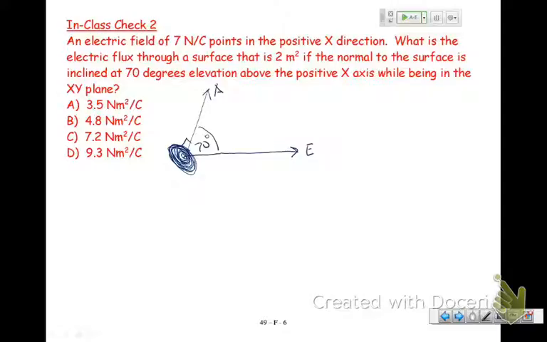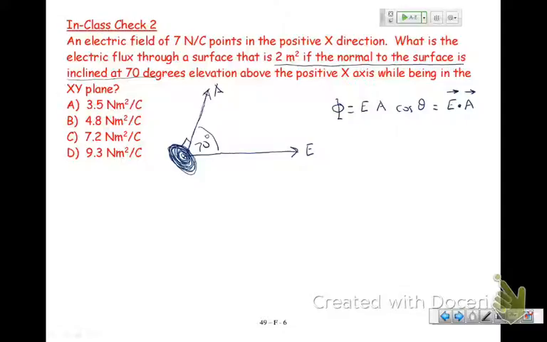I didn't give you the area. I gave you the normal to the area because it says 2 meters squared if the normal to the surface is inclined at 70 degrees. So I go, well, that's a bit of a clue. Flux is equal to the magnitude of E times the magnitude of A times the cosine of the angle between them, as long as this is the field vector and this is the area vector, because it also equals, let's put the whole thing down, E dot A. I think of E dot A as being the main equation, and this is something I get from there.